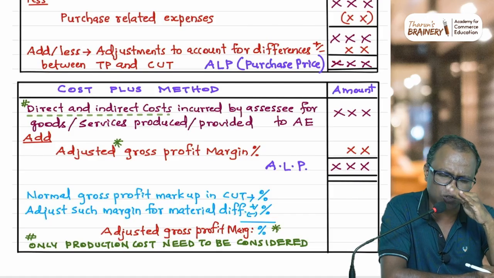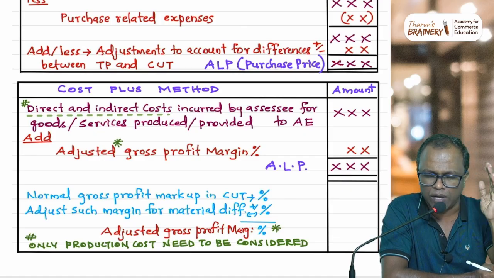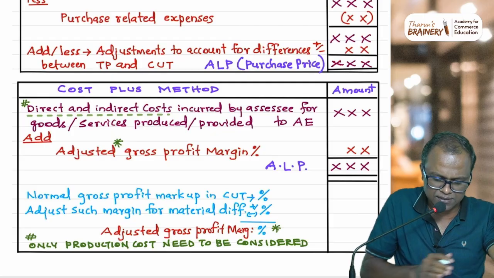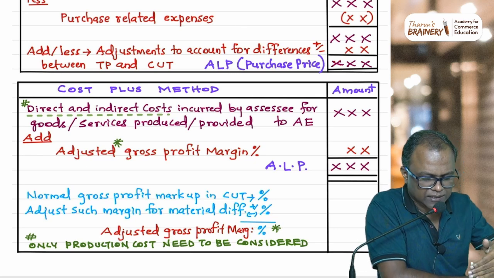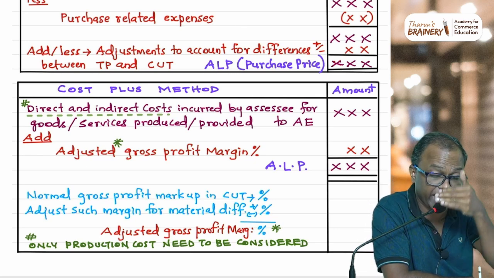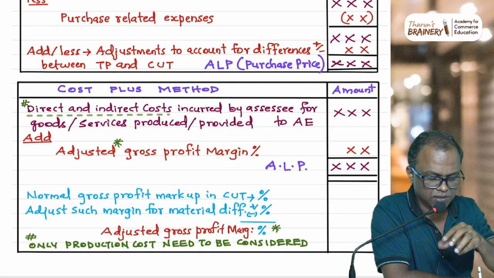Usually cost plus profit method and even transaction net margin method is best suited for export. It is applicable for the credit side of the P&L. So actual billed should be compared with the arm's length amount to be billed. Difference we have to vary. So this is the theory. Direct and indirect cost incurred by the assessee for goods or services produced or provided to the AE should be taken from our books. Actual data, actual cost.